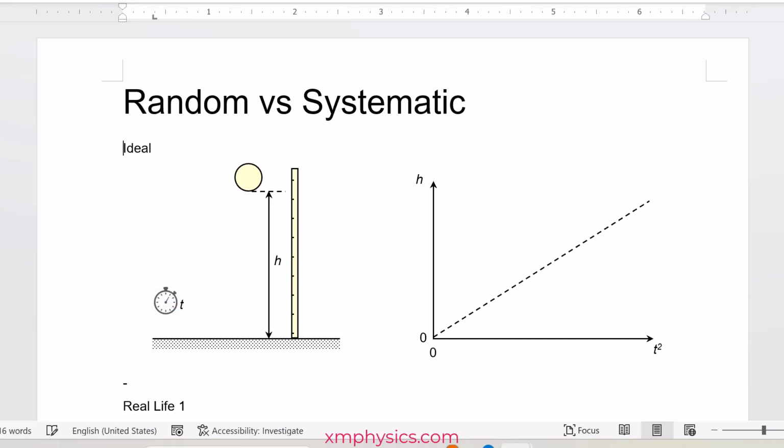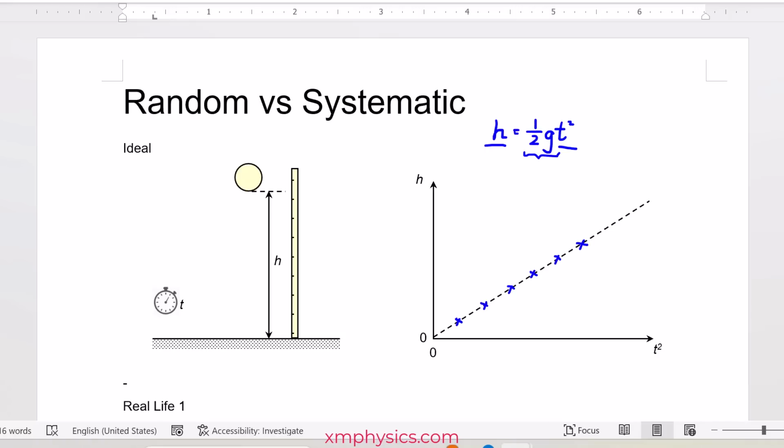What do we do with the data? We know that the height is related to the time by the equation h equals half g t squared. So by plotting h against t squared, we expect to get a straight line graph that passes through the origin with a gradient that corresponds to half g. So using your data, you plot the first data point, the second, the third, the fourth, the fifth, the sixth.